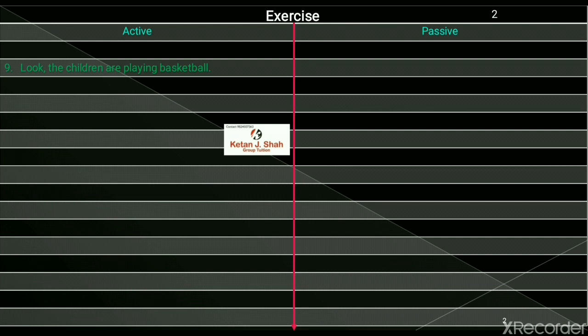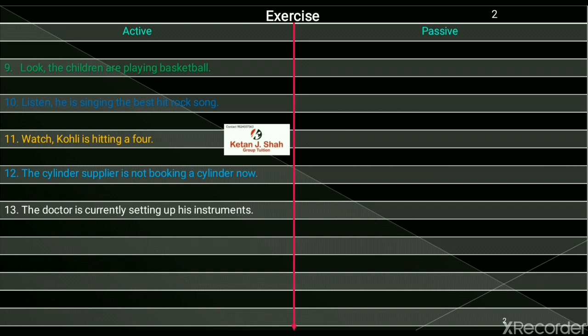Next sentence is ninth. Look, the children are playing basketball. 10th. Listen, he is singing the best hit rock song. 11th. Watch, Kohli is hitting a 4. 12th. The cylinder supplier is not booking a cylinder now. 13th. The doctor is currently setting up his instruments.